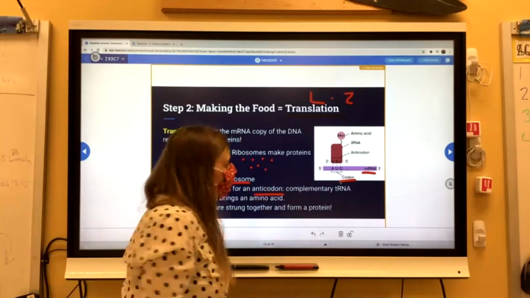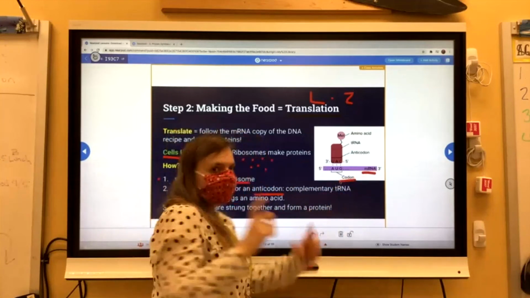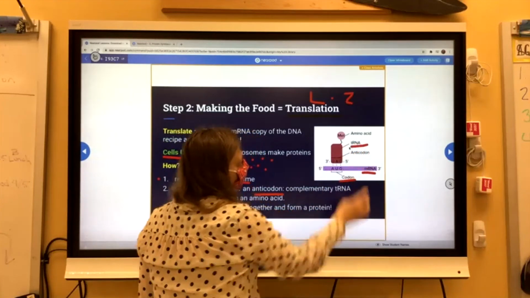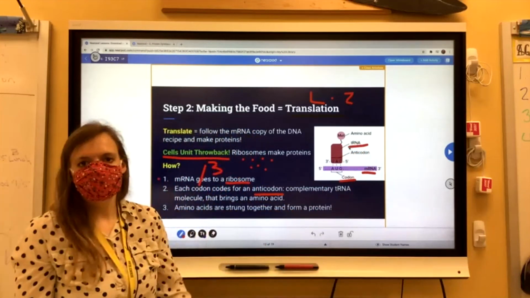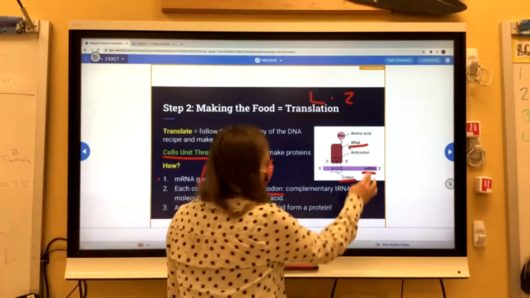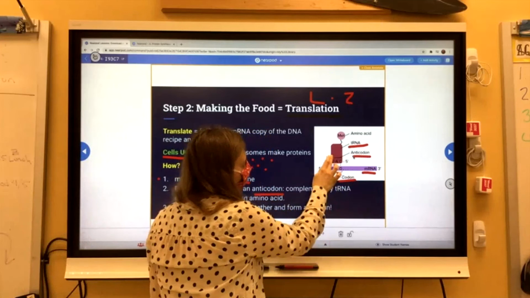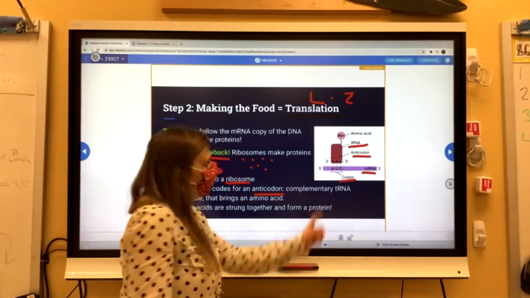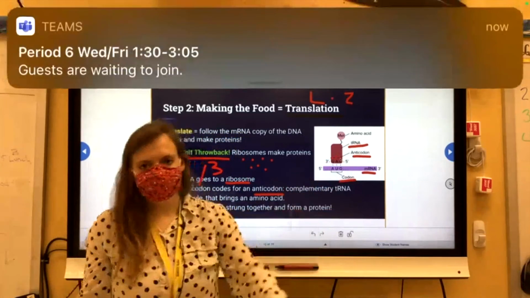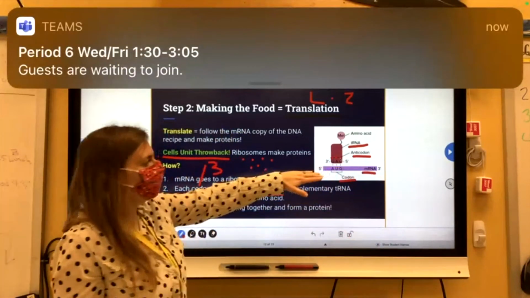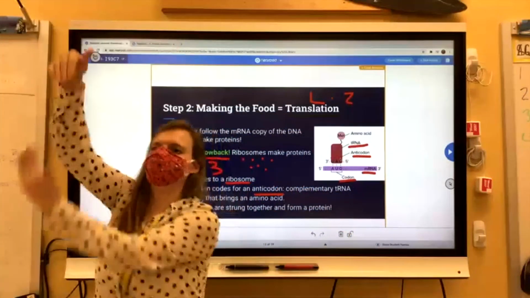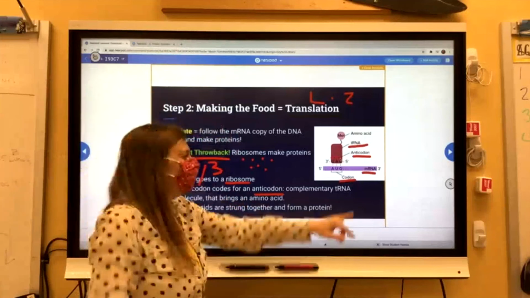Here we go. So our mRNA, the message, or the recipe, is going to match with something called a tRNA molecule. So this is another type of RNA, and it has an anticodon. You can see the 3 bases, right? And they're the opposite, matchy-matchy. So at the ribosome, we're going to have the mRNA come over, and then these tRNA molecules are going to come and match. They're going to match up with that message.